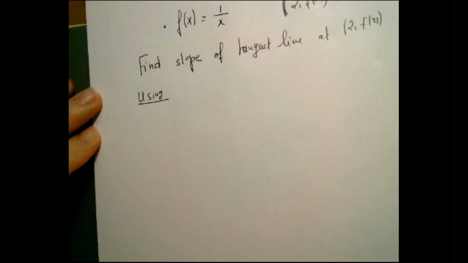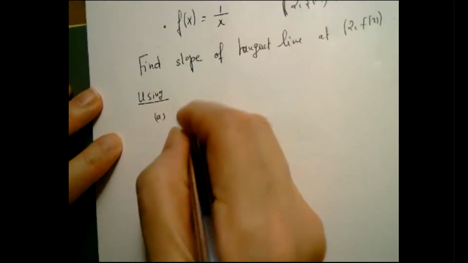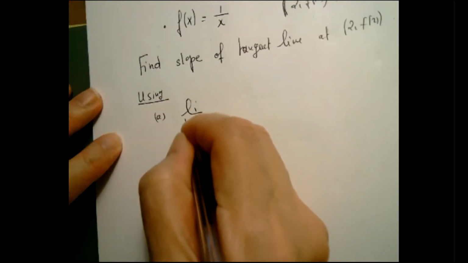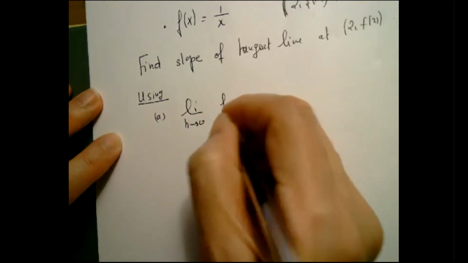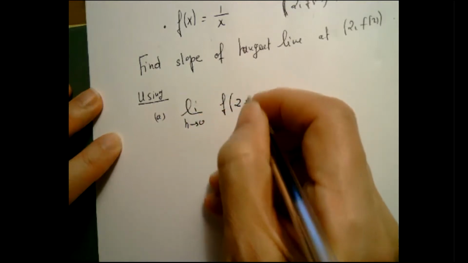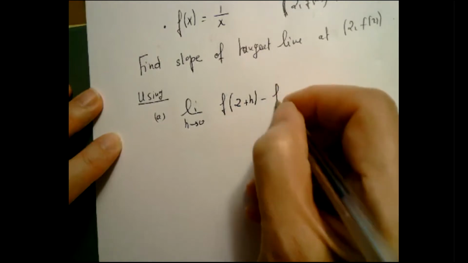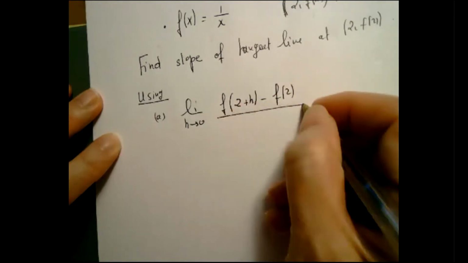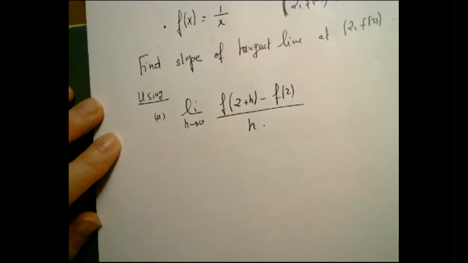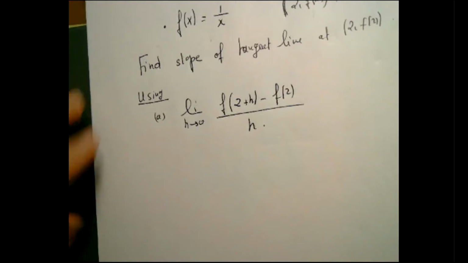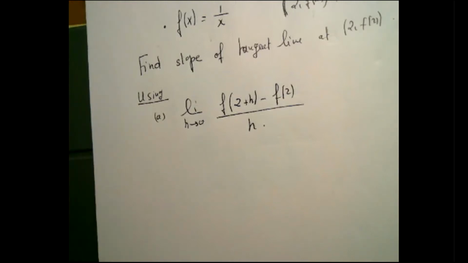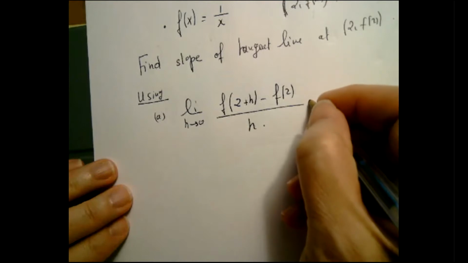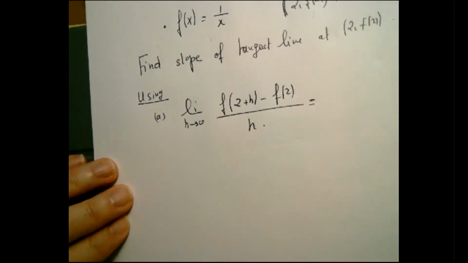First, I want to use the one that involves the h. That's going to be f of 2 plus h minus f of 2, over h. And second, we're going to use the other definition.